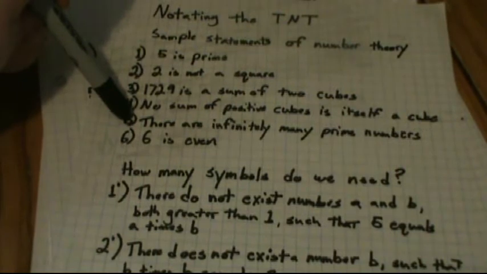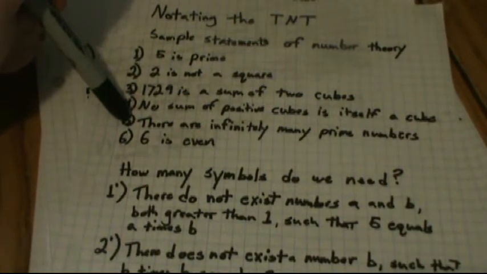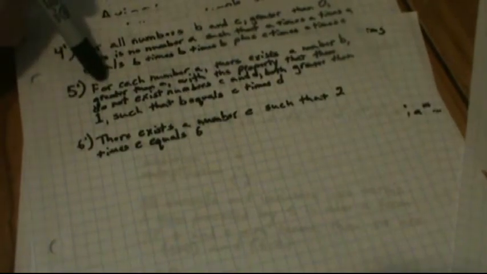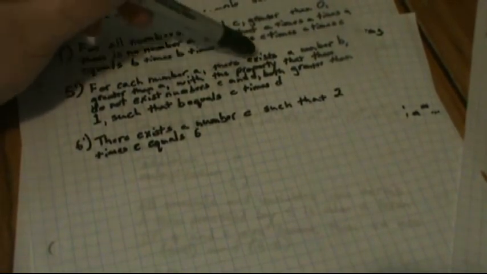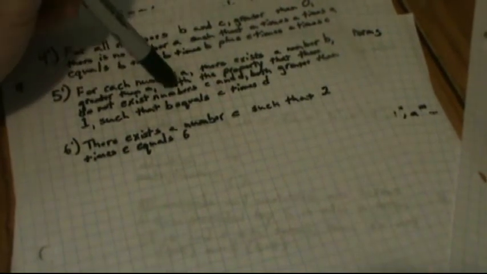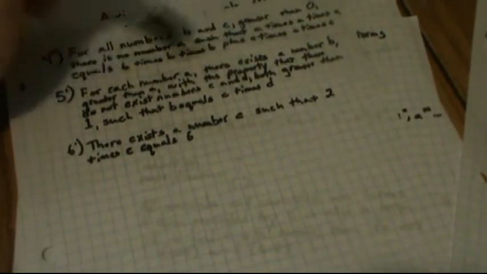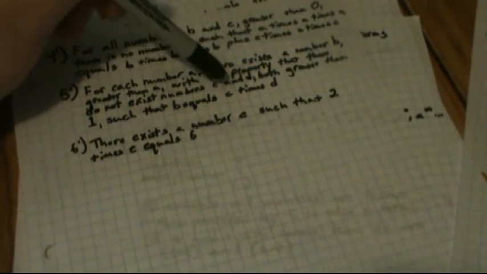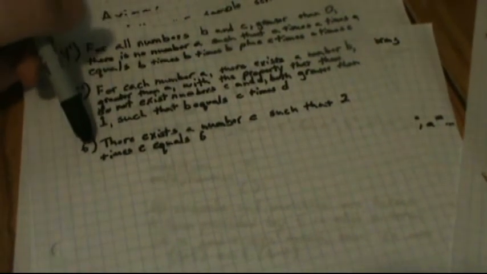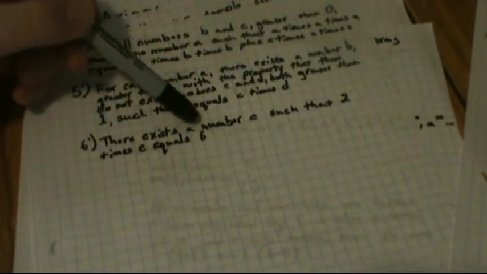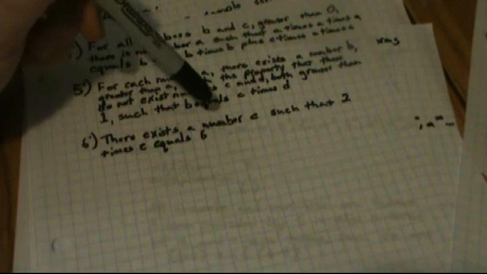On the fact that there are infinitely many prime numbers, how are we going to say that? What we can say is that for each number a, there exists a number b greater than a with the property that there do not exist numbers c and d both greater than 1 such that b equals c times d. And then 6 is even is back to very simple. There exists a number c such that 2 times c equals 6.